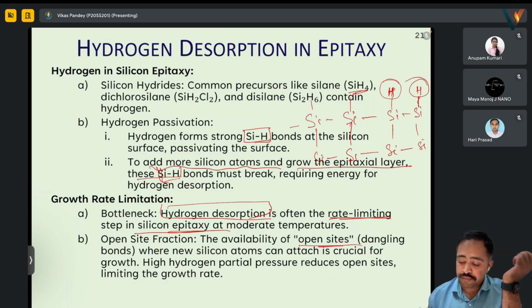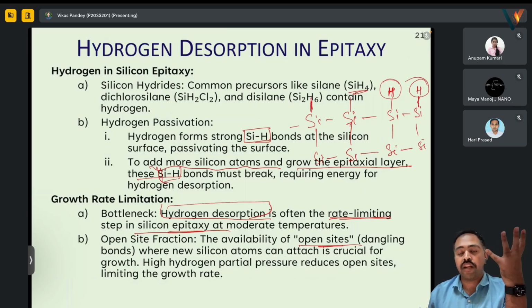And having an ample amount of hydrogen, like having a high partial pressure of hydrogen, will actually let the hydrogen attach to these dangling bonds. And instead of silicon, hydrogen will attach there. And that is one of the limiting factors when using hydrogen based precursors in the case of silicon epitaxy.